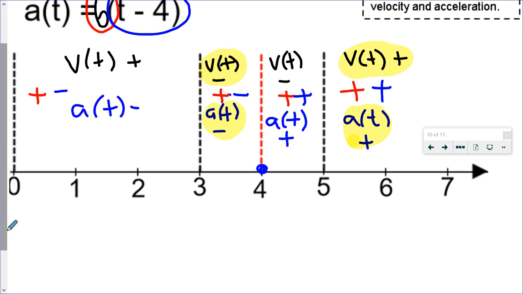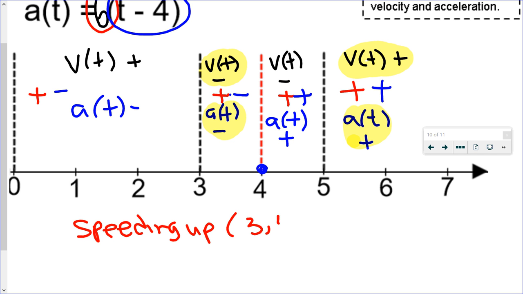So let's write that down. So I'm going to say that the object is speeding up, and it will be speeding up between 3 and 4 seconds, or between 5 and positive infinity, so beyond 5.